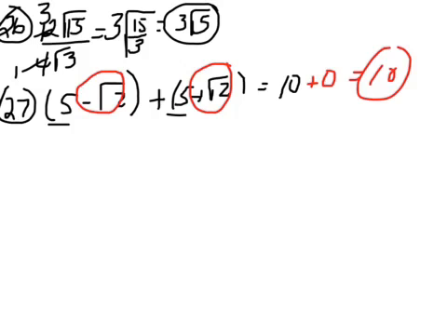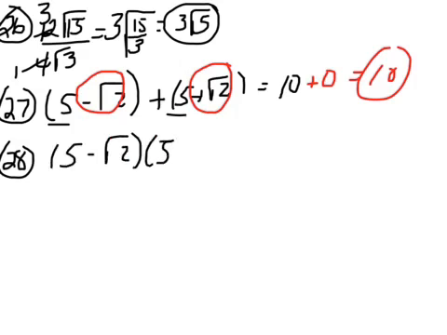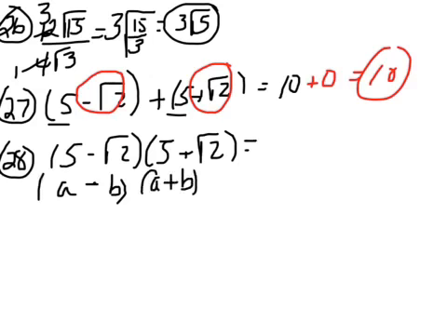Now, the next problem looks a lot like it, but it's very different. 5 minus the square root of 2 times 5 plus the square root of 2. Now, you could multiply this out, but if you look, this is a minus b, a plus b. This is a difference of two squares, and you need to remember that from Algebra 1. It doesn't go away just because you're in geometry.